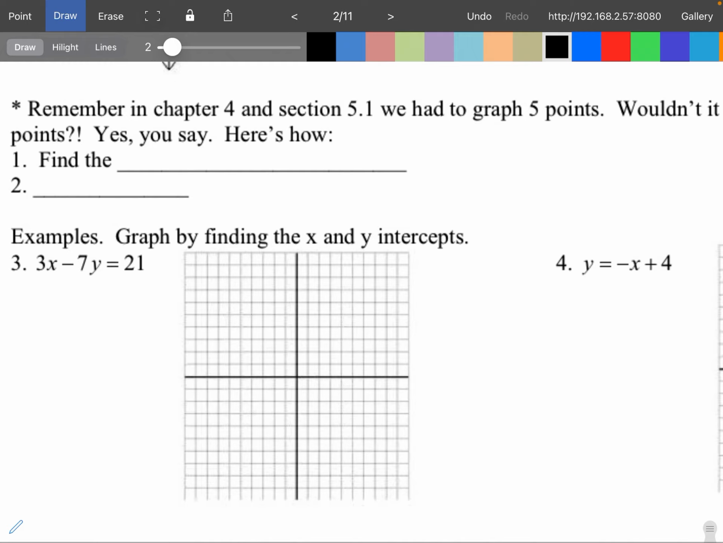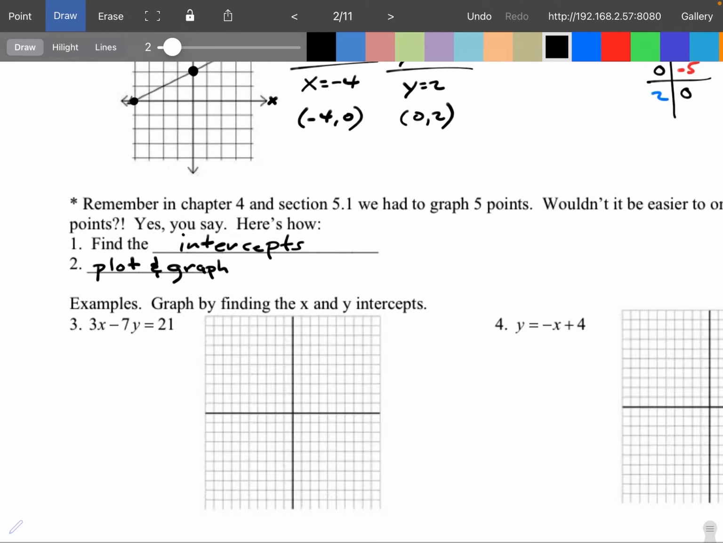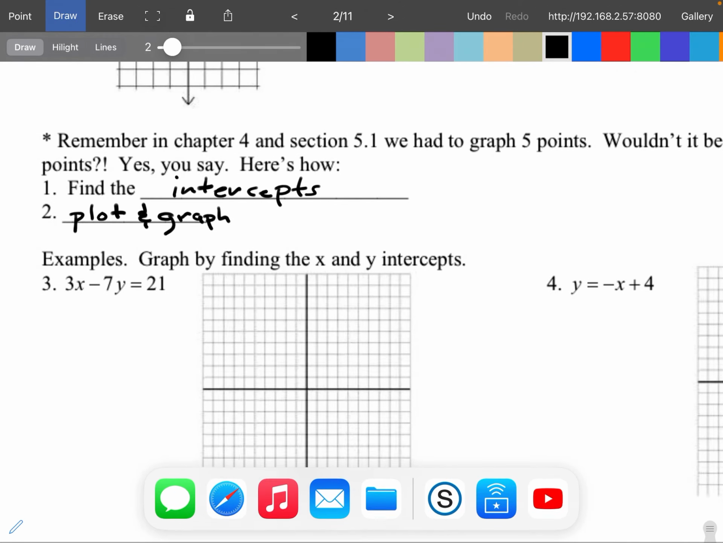All right. Then we just got to do a couple graphs, and basically you just find those 2 points and then graph the line, then you're done. So let's do that. So this is talking about how we would graph these. So again, we're just going to find those 2 intercepts. So find the intercepts. That would be step 1. So fill that blank in with intercepts. So you find the x and y intercepts, and 2, you plot the points and graph the line. So I'll just write plot and graph.